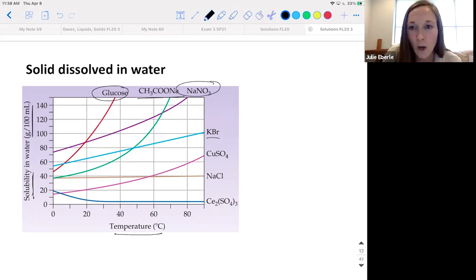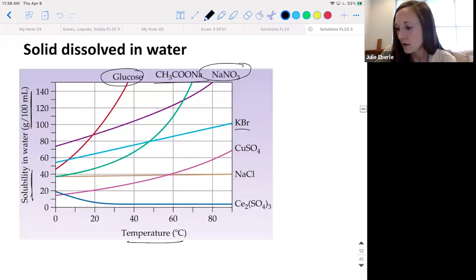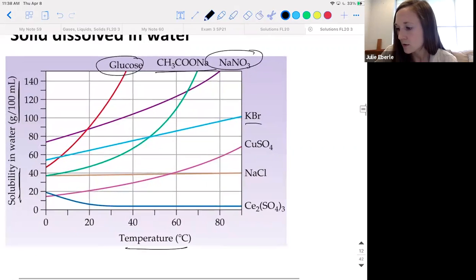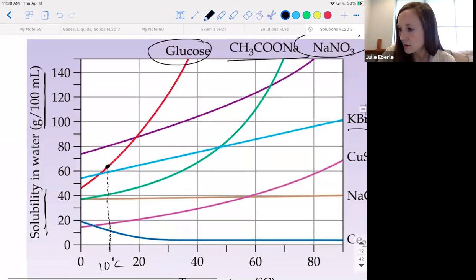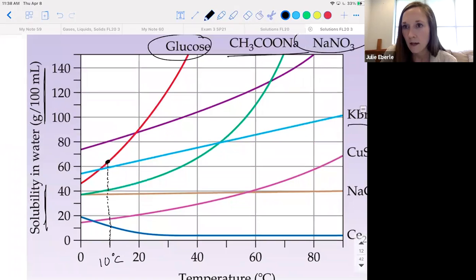If I were to ask you, what is the solubility of glucose at 10 degrees Celsius? This is the style of question you'll have on your homework. What you need to do, well, you probably need to zoom in. Okay. Here's 10 degrees Celsius, right? We're going to take this and connect it right up to the glucose line. The red was the glucose.